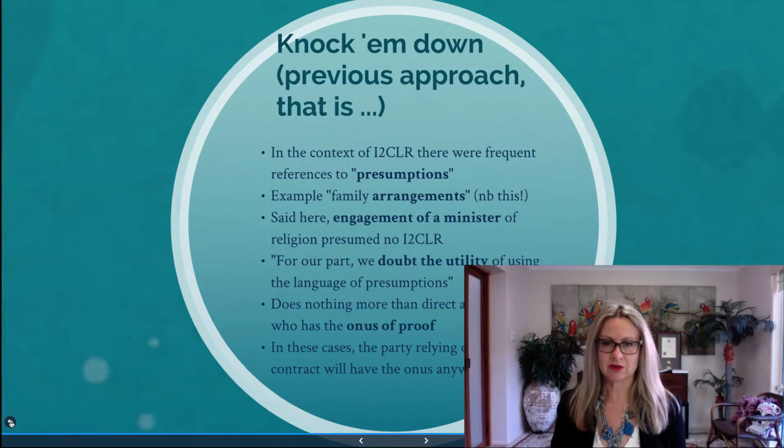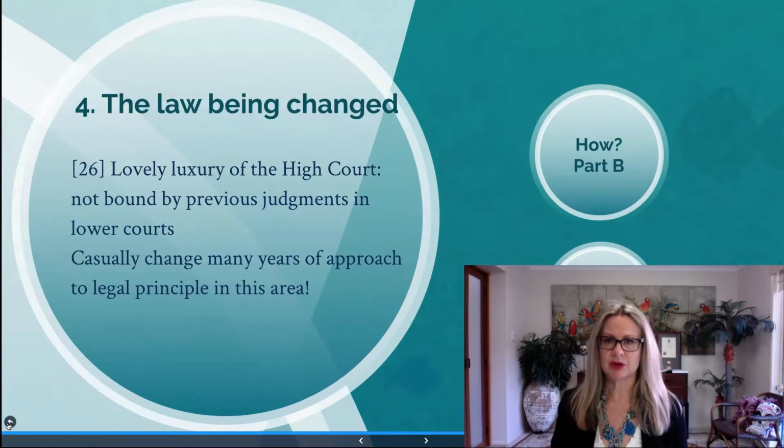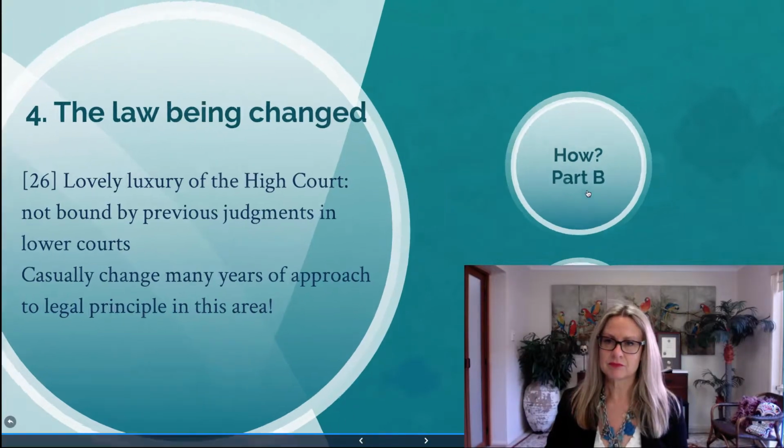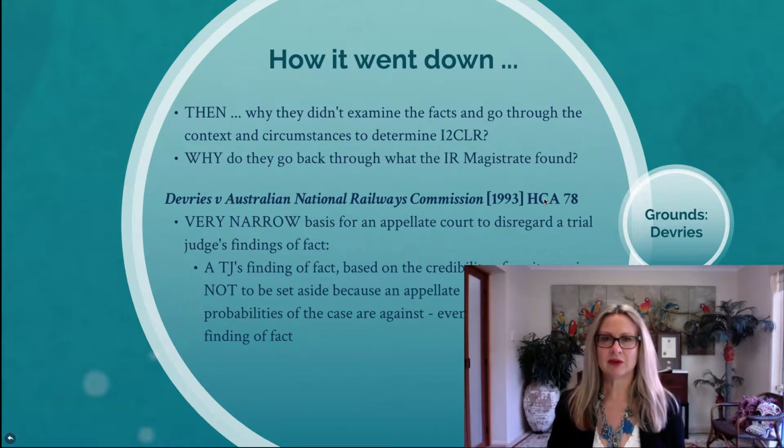intention to create legal relations or not, you might be asking yourself then why they didn't go back and forensically examine the facts for themselves. How did it all go down? What they do is they go back through what the industrial magistrate found. And the reason for that is buried away in a case called De Vries and A&R.